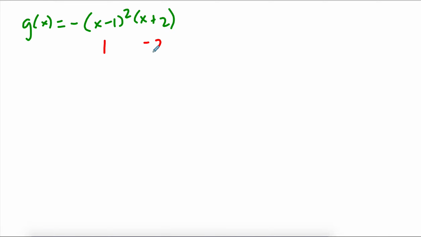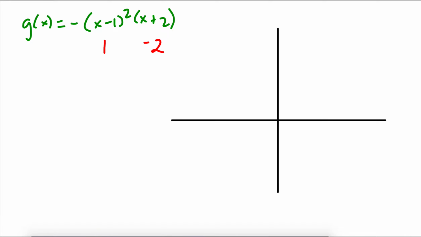So let's say we had the function g of x equals negative x minus 1 quantity squared times x plus 2. So in this example, our function is already factored. So right away, we can determine our zeros. Our 0 here is going to be the opposite of negative 1, which is positive 1, and the opposite of positive 2, which is negative 2. So if I draw our graph again, we're going to have zeros at 1 and negative 2.